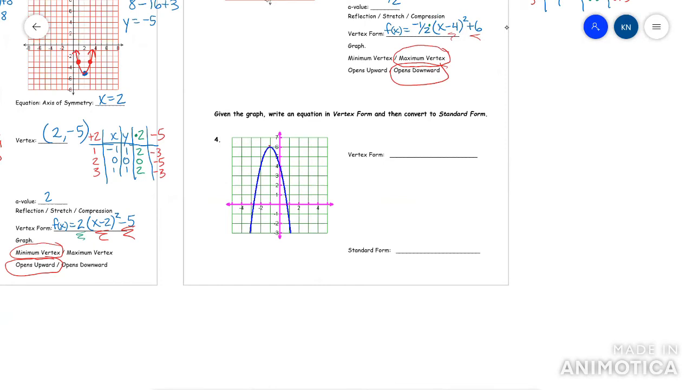So to do this, first thing, identify your vertex. Your vertex is at negative 1 comma 6. So you can start writing your equation. Like that. The problem is there's an a value right here that you don't know. So you basically, all you have to do is pick any coordinate. I'm going to choose this one right here at 0 comma 4. This is an x, y value. That means you can plug it in for y and x here and solve for your a value. So it's going to look like this.